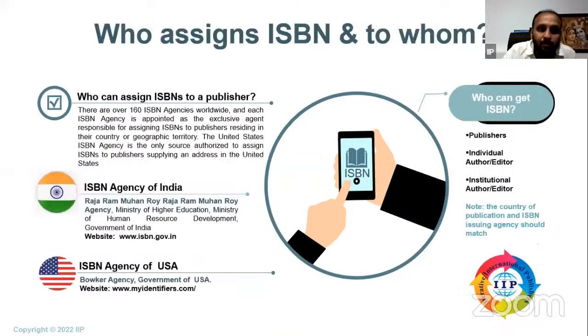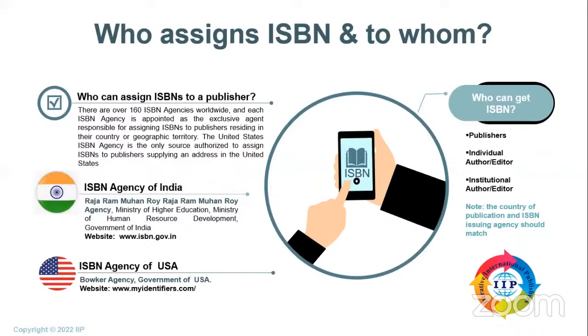Like in India, we have the Raja Rammohun Roy agency, which comes under the Ministry of Higher Education. Similarly, in the USA, there is an agency which allocates the ISBN. So the publisher's country and the ISBN issuing agency should match. The condition is that an Indian publisher can't get the ISBN from the USA.